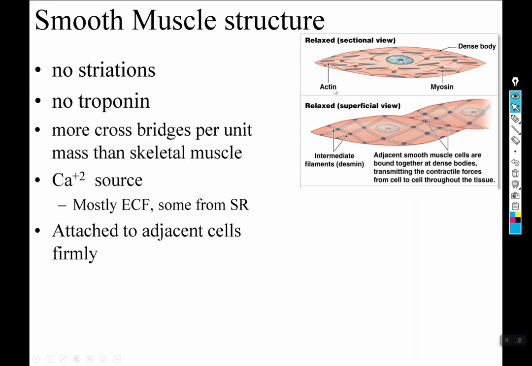So that creates a situation where each individual smooth muscle cell, although it's smaller individually, can form more cross bridges per weight of cell than skeletal muscle. So it is pretty strong. It shouldn't be underestimated. The calcium source is mostly from the extracellular fluid because, again, we've got very little sarcoplasmic reticulum, but we also have intermediate filaments which are joining adjacent smooth muscle cells. And that transmits the contractile forces from one cell to another. So this allows the smooth muscle to contract in waves that are self-reinforcing.